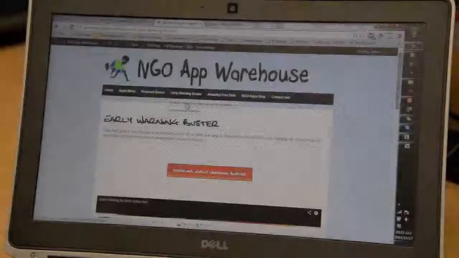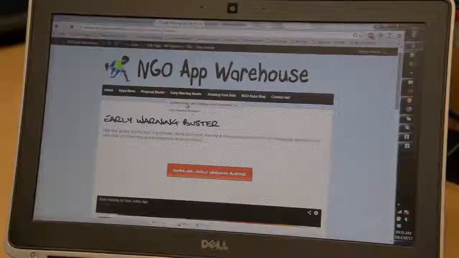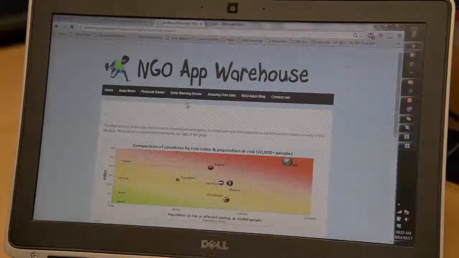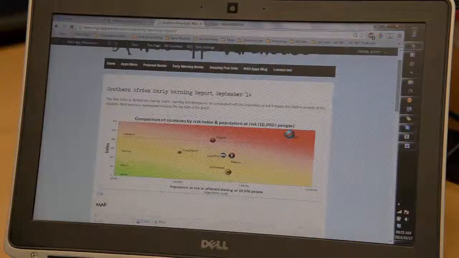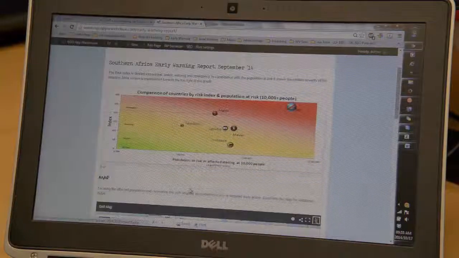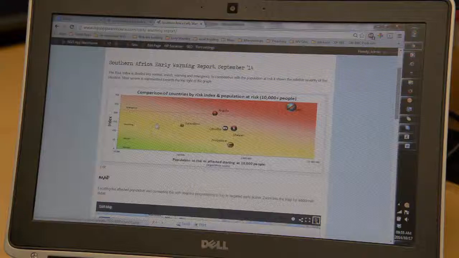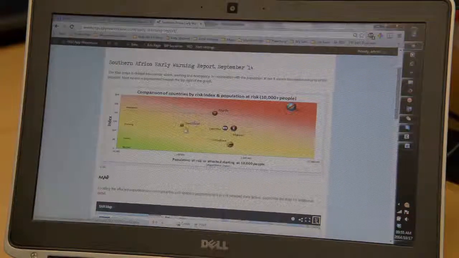What Early Warning Buster does is to create one platform where these indicators and triggers are listed together and can be answered on a monthly basis and summarized into one index figure. And this gives an objective interpretation of these different signals that are coming through.